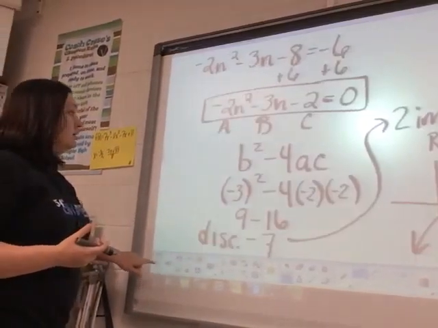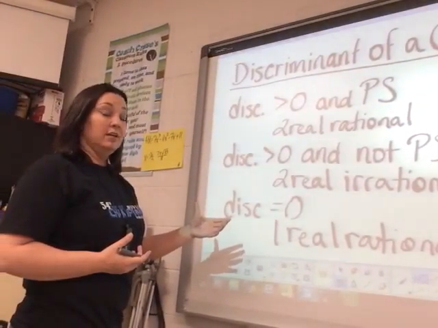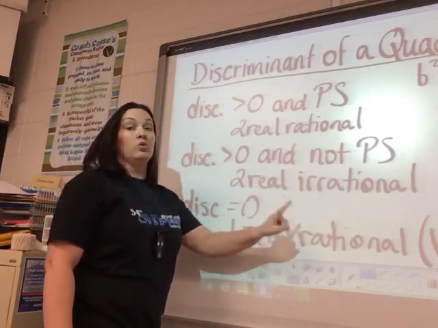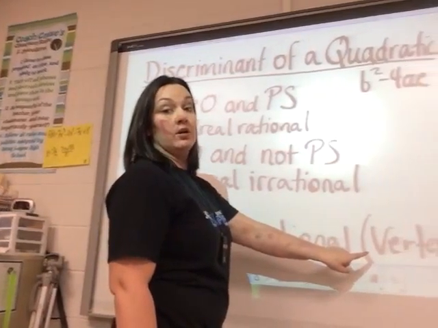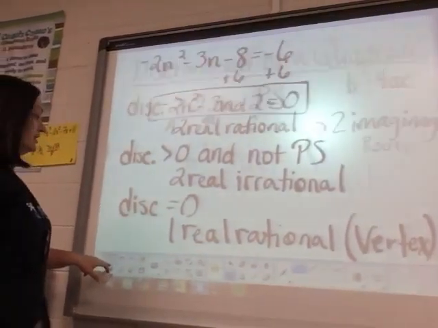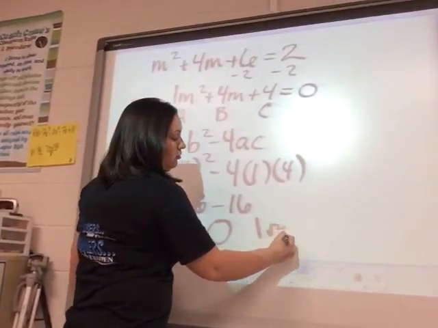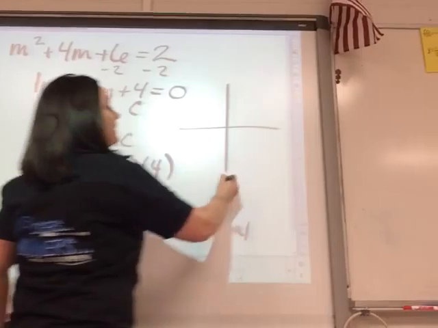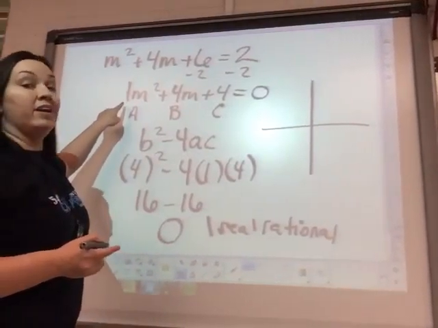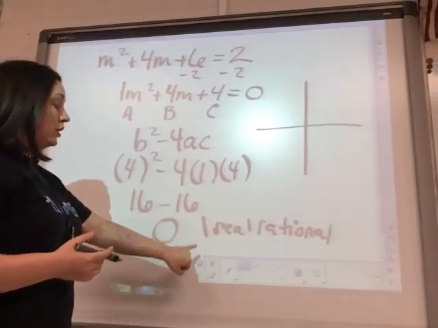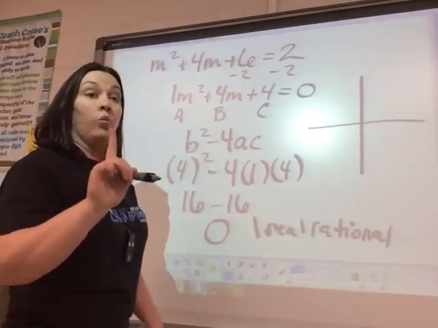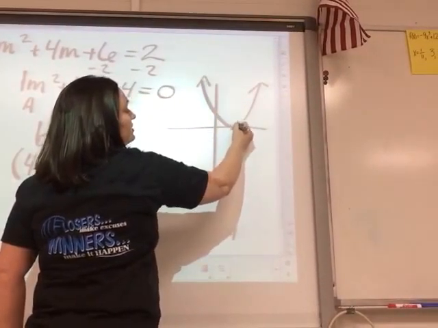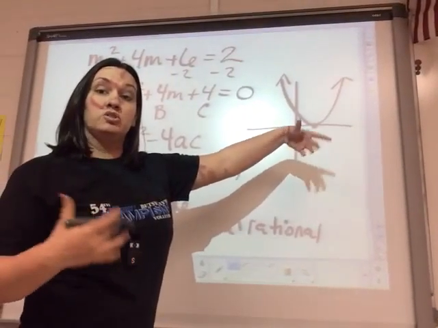So if we go way back to our first screen to classify, if our discriminant equals 0, then we are guaranteed one real rational answer, and it happens to be our vertex. So let's label one real rational. Let's think about what a picture would look like. So what would a graph look like? Well, my a value is positive, so it's concave up. One real rational means I'm only going to touch the x-axis one time. So it may look something like that. This vertex right there, that's where your rational root would be.